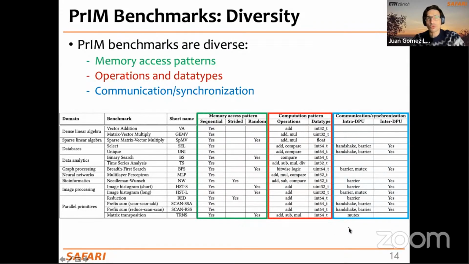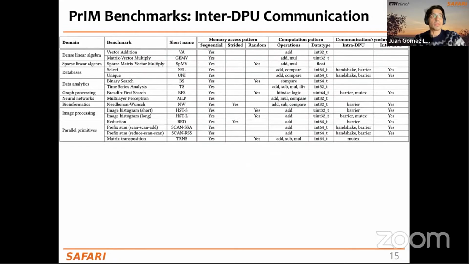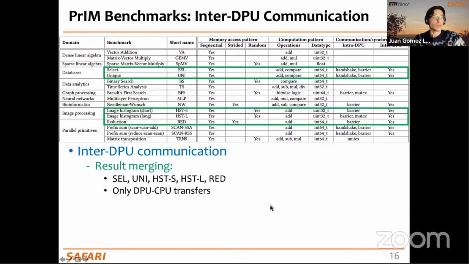In some of the workloads, we need intra-DPU communication, and this happens across tasklets running on the same DPU. For those, we use handshakes, barriers, and mutexes that we presented in the previous lecture. And then also in some of the benchmarks, we need to do inter-DPU communication. There are two different ways of inter-DPU communication. In some cases, it's pretty simple. It's just unidirectional. It's only a result merging, for example, in the histogram benchmarks.